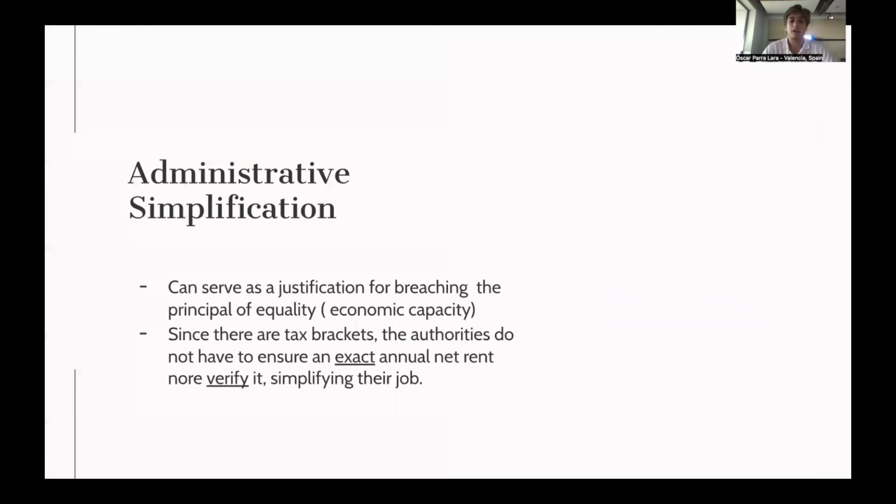So now we're going to look at the administrative simplification justification. Basically, administrative simplification allows for categorization and simplification requirements that can constitute an objective reason for the limitation of the principle of equality and thus that of economic capacity. The way that the tax scale was designed in 1989 with 5 different bases, or the one that was amended in 2002 and 2006 to include 8 generalizing brackets, can be a suitable mean.